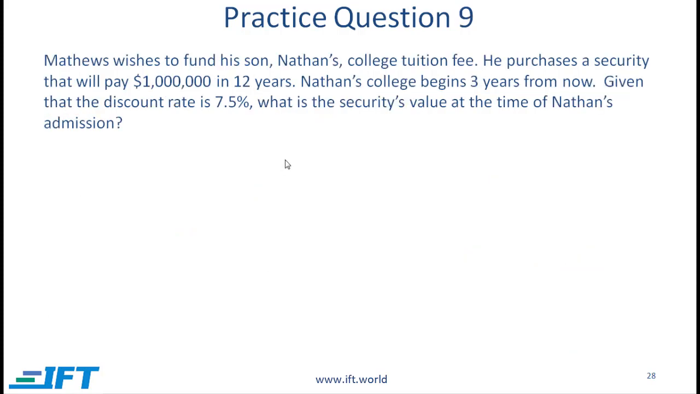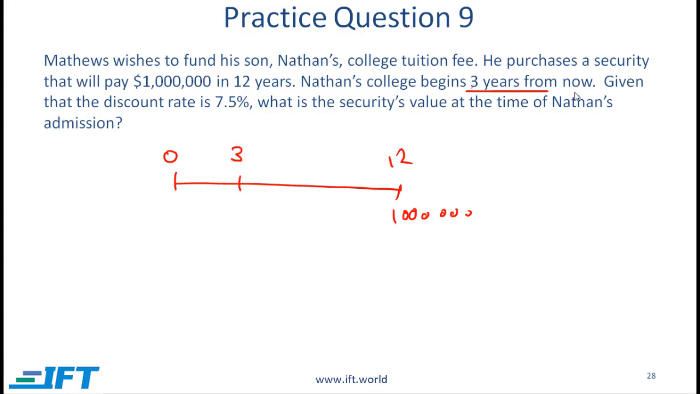Let's try this problem now. For a problem like this, it is useful to first draw the timeline. The security will pay $1 million in 12 years. So if this is time 0, this is time 12, this is where we are getting $1 million. College will begin 3 years from now. So that's at the end of 3 years.